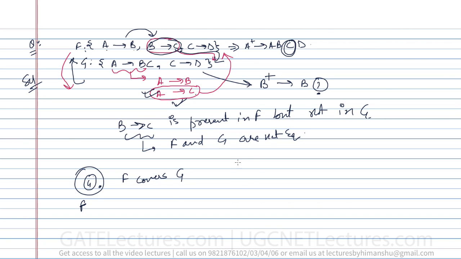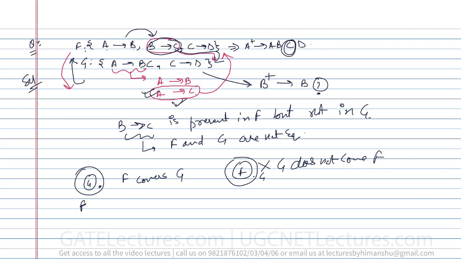F covers G. But can you say G covers F? No. Why? Because there's nothing in G which is not present in F. Therefore G does not cover F. That is why F and G are not equivalent.